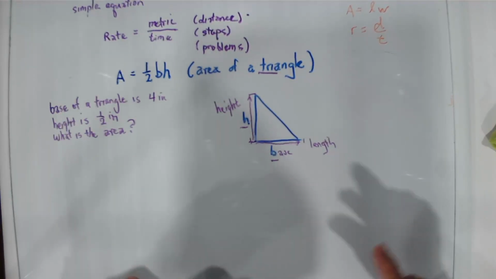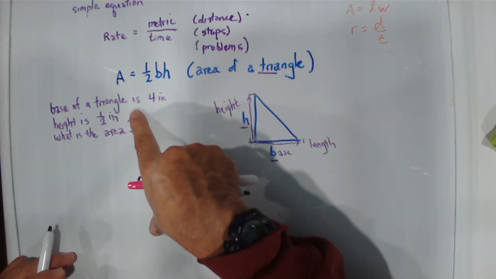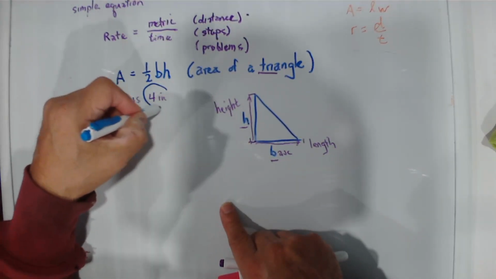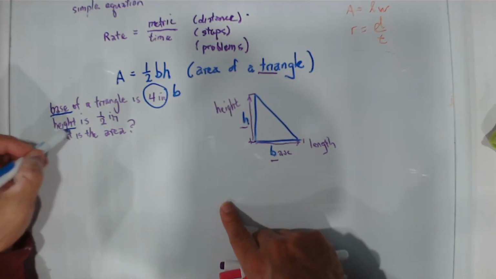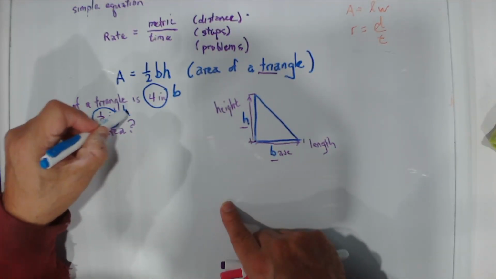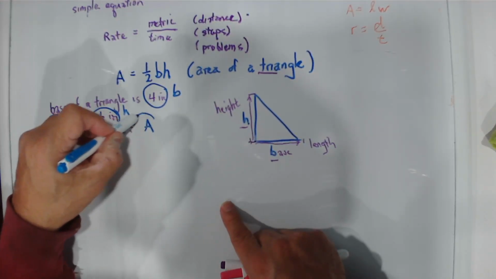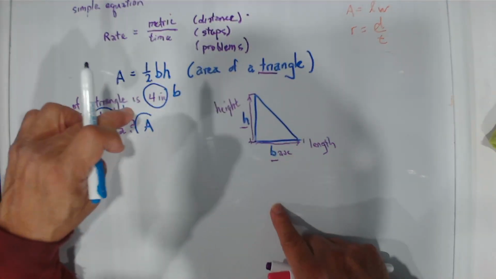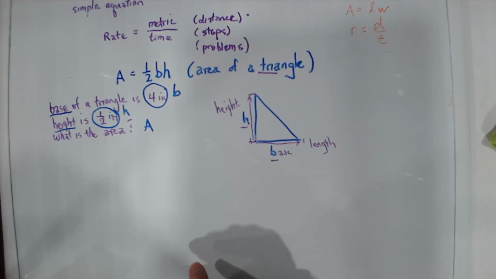Okay, let's see if we can map out our variables. So the base, and they tell us right here, the base is 4 inches, so that's our B. The height is 1/2 inch. Okay, that's going to be our height. And what is the area? That's our A. Okay, so we've got all of our variables mapped out.